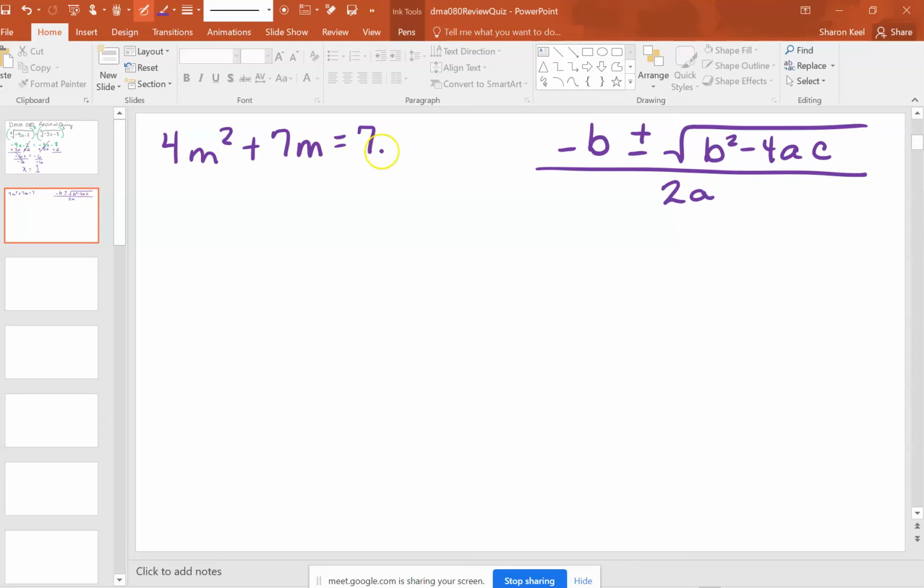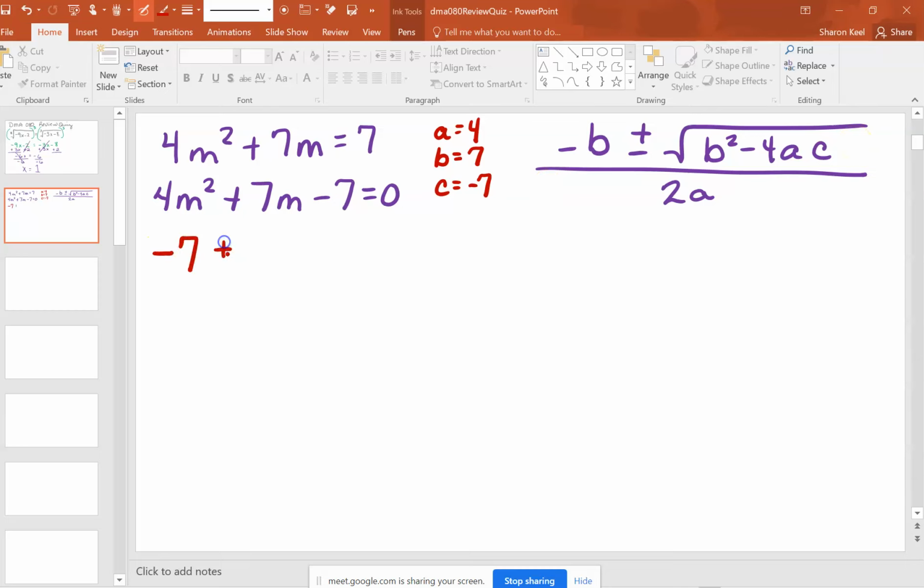The first thing I need to do is put this in the correct form of ax squared plus bx plus c. Now the 7 has to move over, so it becomes minus 7 equals 0. What I'm going to do is identify my a is a 4, my b is a positive 7, my c is a negative 7.